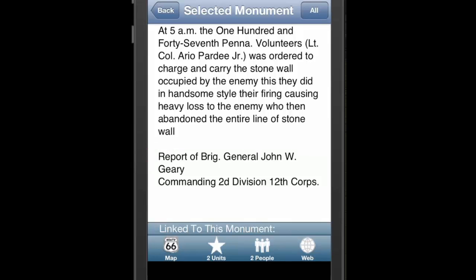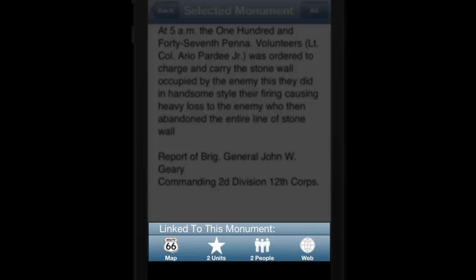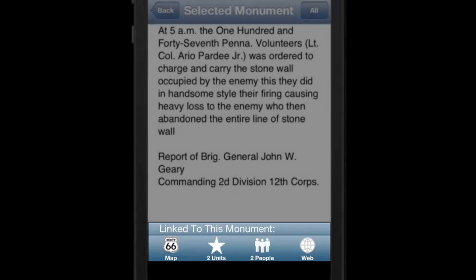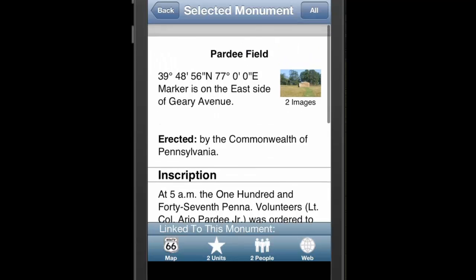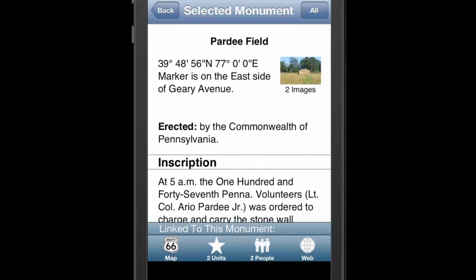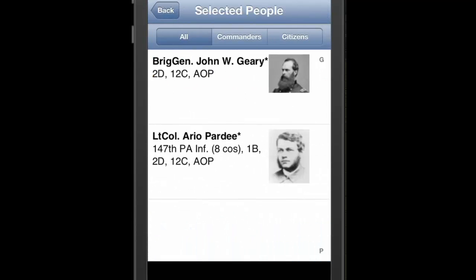We see at the bottom that the menu is now changed because now it's showing us things that are linked to this monument, including those 2 units and 2 people that we saw in the inscription. Let's find out more about Lieutenant Colonel Pardee. So we'll tap where it says that the monument is linked to 2 people. Here they are, and we'll tap on Pardee.